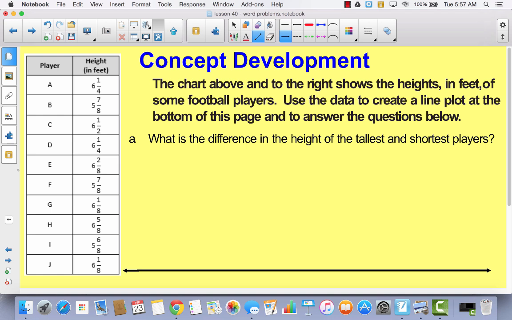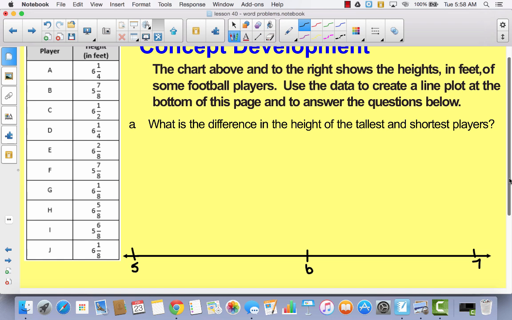All right, so the next thing we're going to do is take a look at our data. And I'm looking to see what is the smallest number that I have here. So first of all, I look at my whole numbers and I see 6, 5, 6, 6, 6, 5, 6, 6, 5, 6. So what that tells me is if I make my number line starting with the number 5 and I end at the number 7, then I should have plenty of spaces for all of this data that I want to plot on my line. Okay, so I've got 5, 6, and 7.